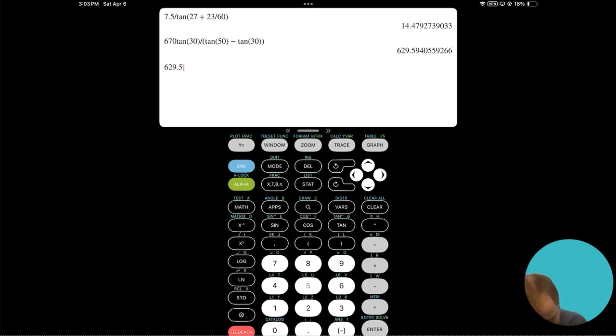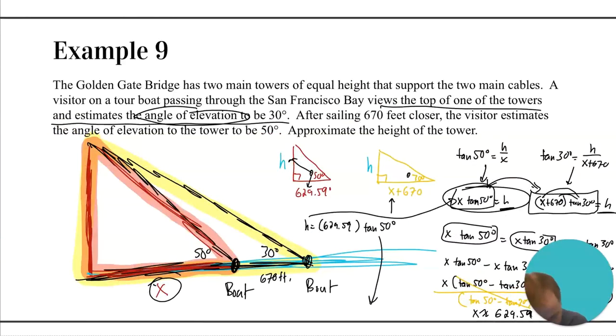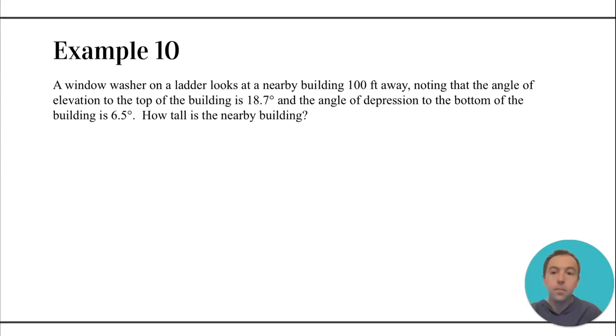Okay, so 629.59 times tangent of 50 degrees should give you the height of the tower then, which is about 750.32. That would be in feet, since everything was in feet, and gives you the answer for that particular question.